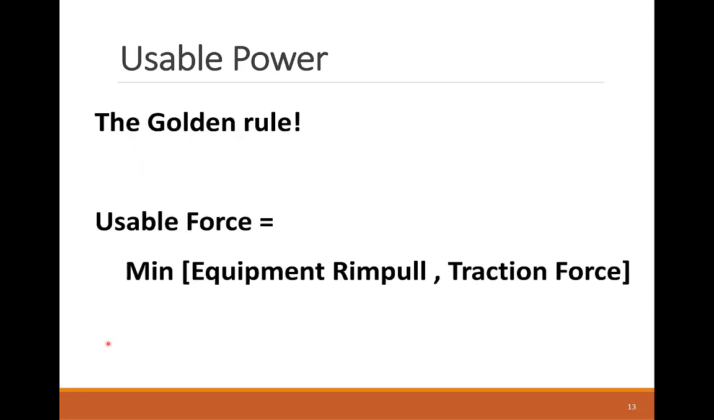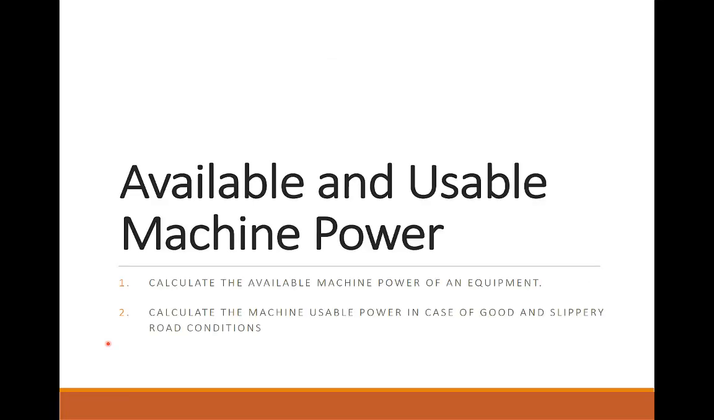So in summary, the usable force will equal the minimum of the equipment rimpull, available wheel power, and the traction force. Please refer to the exercise video of this lesson to see example calculations of rimpull, traction force, and usable power. In the next lesson, we'll learn about performance charts as an easier graphical way to deal with the machine power and identify the travel speed of the equipment under specific load and surface conditions.